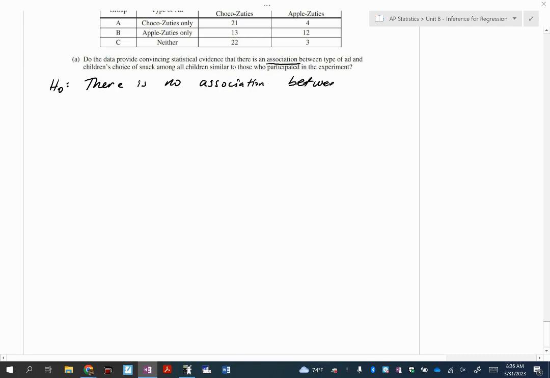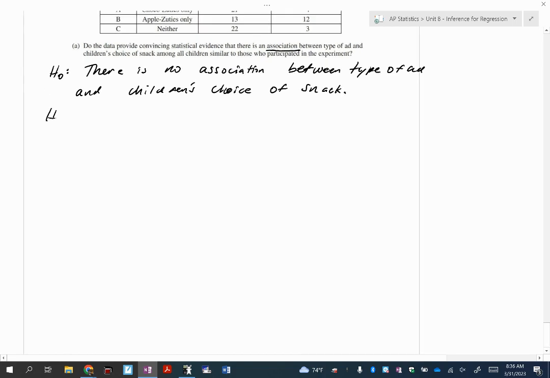between type of ad and children's choice of snack. The alternative hypothesis is the other way, where we say that there is an association.